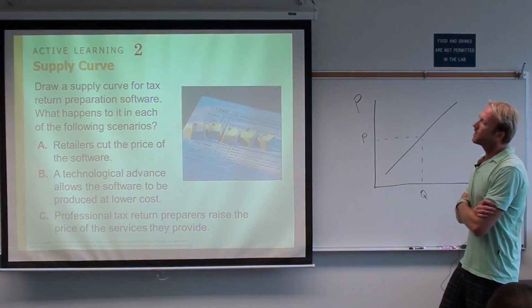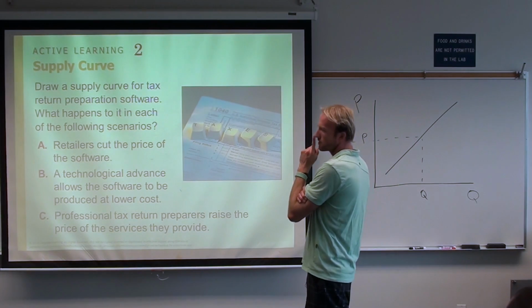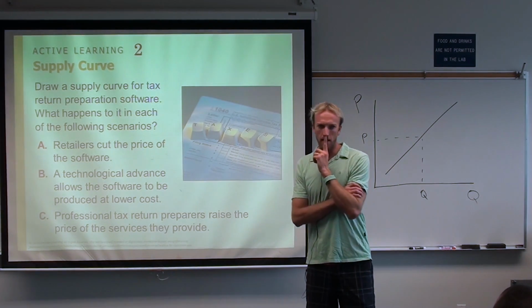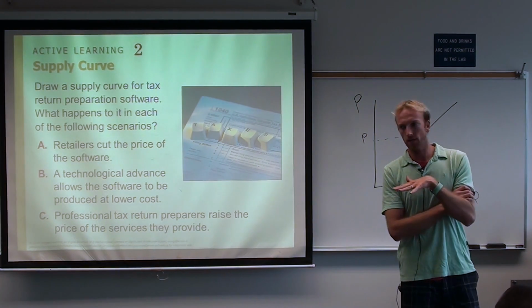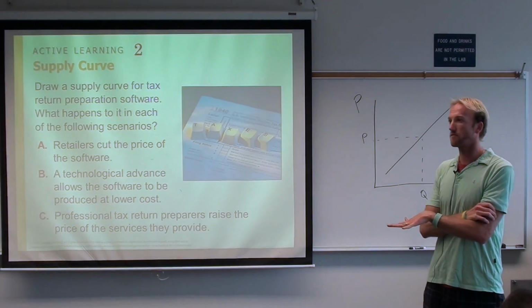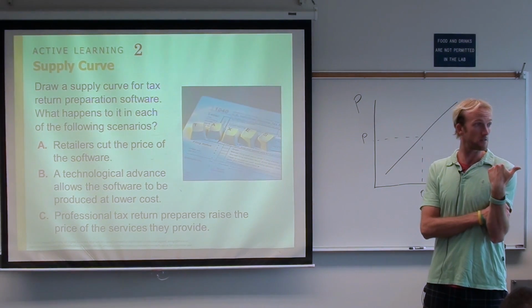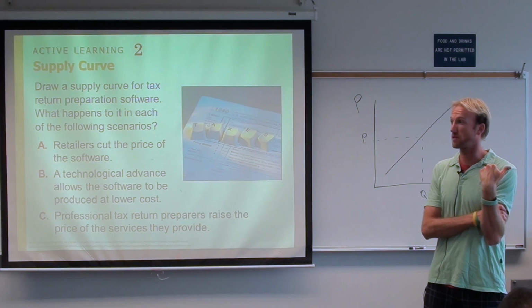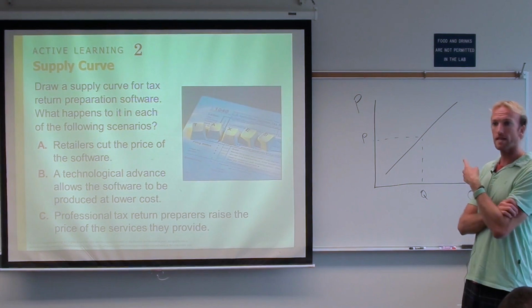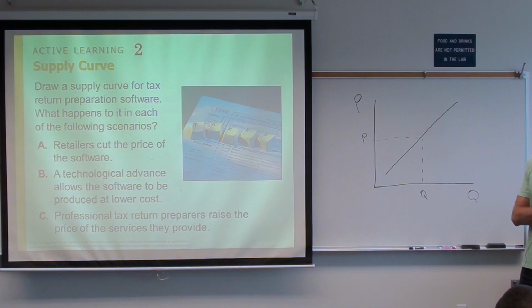Otherwise, this is a really confusing exercise. Okay. So what's happening in A? What is happening in A? Best Buy is cutting the price of the software. So they're telling the factories, all right, you're going to sell this for a cheaper price, right? So what does that do to the supply curve?